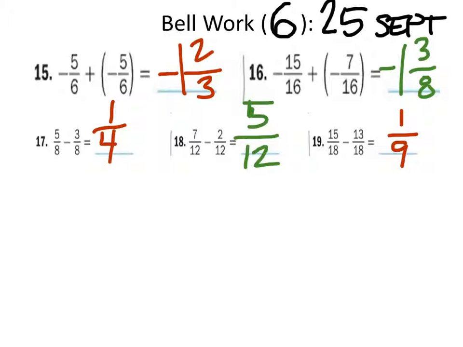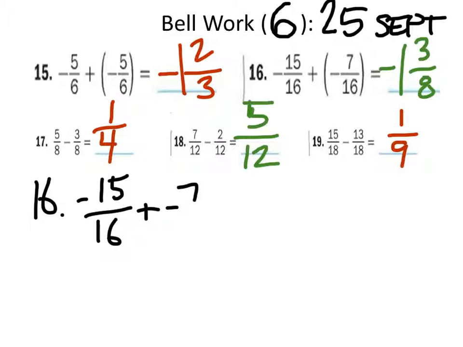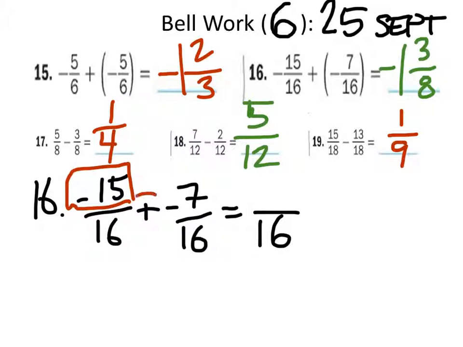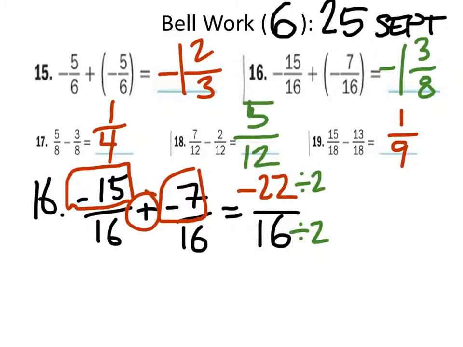All right, let's look at 16 just real quick. We've got negative 15 over 16 plus negative 7 over 16. We automatically have the same denominator, so we've got negative 15 plus negative 7. That gives us a bigger negative. 15 and 7 is negative 22. Then we just divide both of these by 2, which gives us negative 11/8, which would also be the same as this.